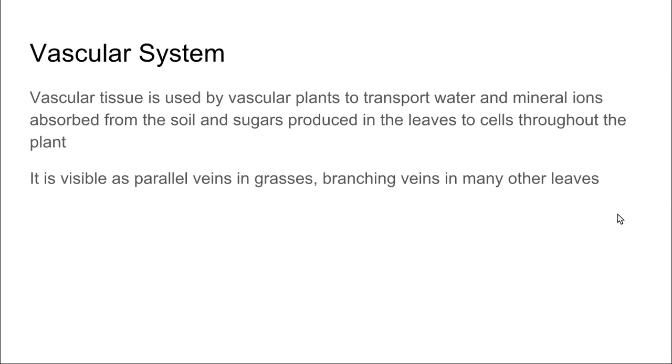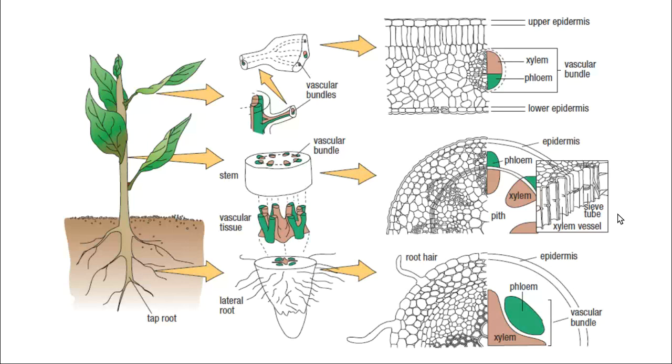This vascular system is composed of vascular tissue, which transports water and mineral ions absorbed in the soil, as well as sugars that are produced in the leaves, to cells throughout the plant. It is visible in the parallel veins in grasses and branching veins in other leaves. Here we can see that the vascular bundle moves all the way from the root up to the leaves at the top of the plant.